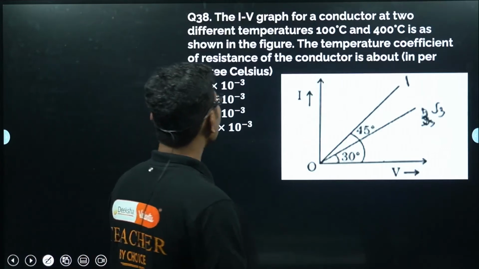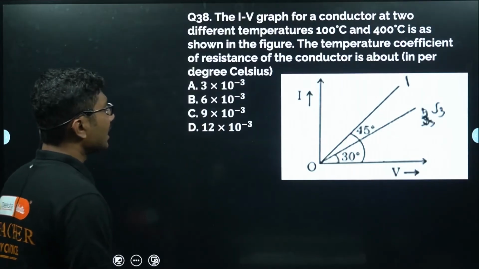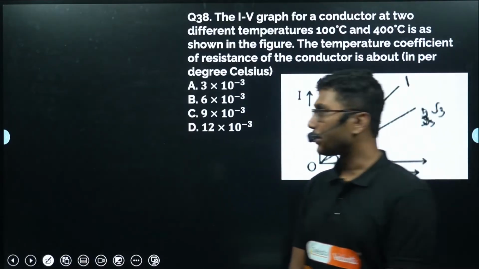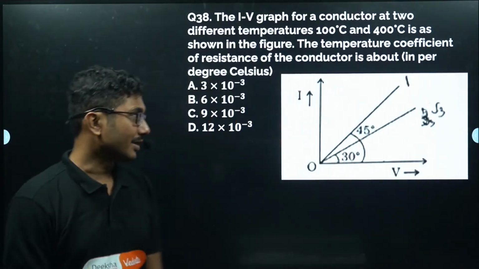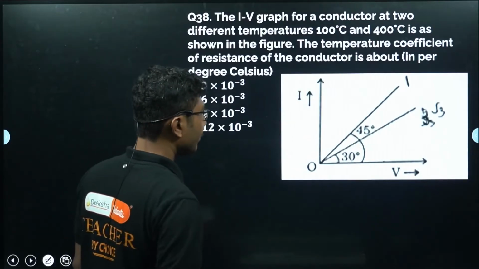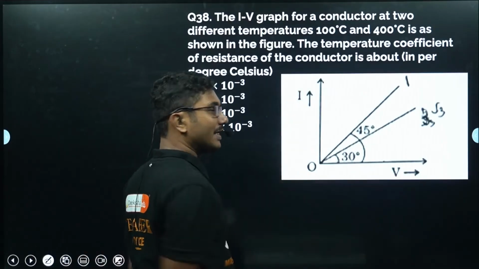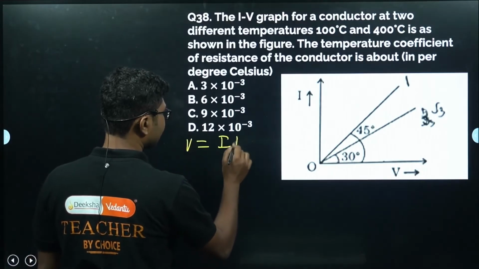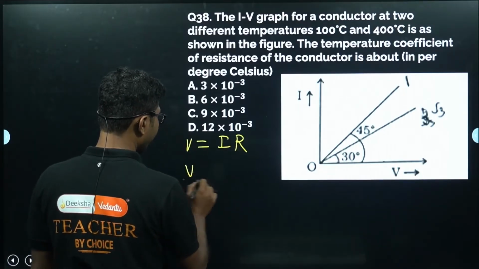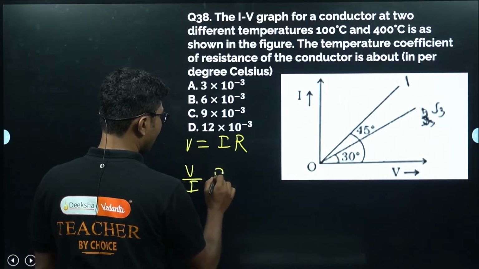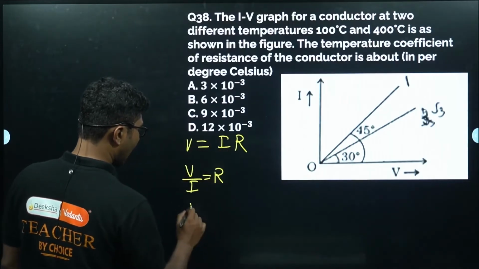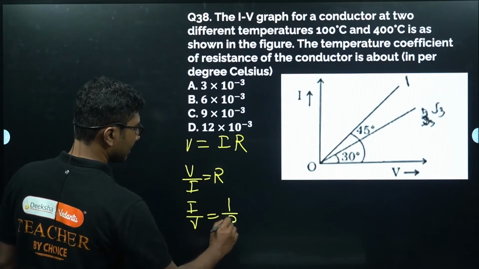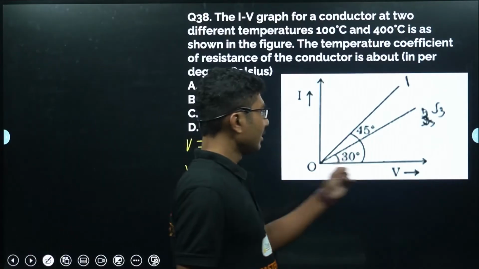The temperature coefficient of resistance of the conductor is about... In this year, there are a lot of questions that came from the temperature coefficient of resistance. Now we know that this is I versus V, right. We know that V is equal to IR, or V by I equals R, or I by V equals 1 by R.